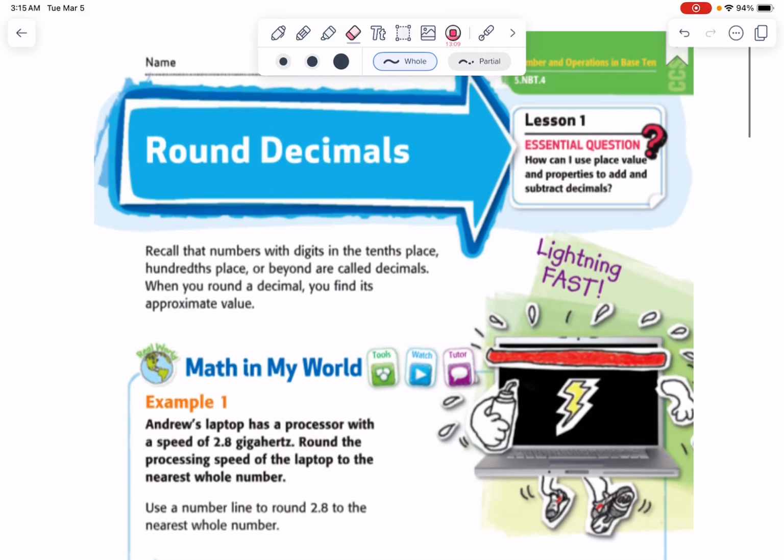We're talking about rounding decimals today as part of a unit. It's an opener to our unit on adding and subtracting decimals. Okay? So let's recall that numbers with digits in the tens place, hundreds place, or beyond are called decimals. And decimals represent part of a whole. For instance, if I cut my sandwich in half and give half to you, I didn't give you the whole sandwich, I gave you part or 0.5 of my sandwich.